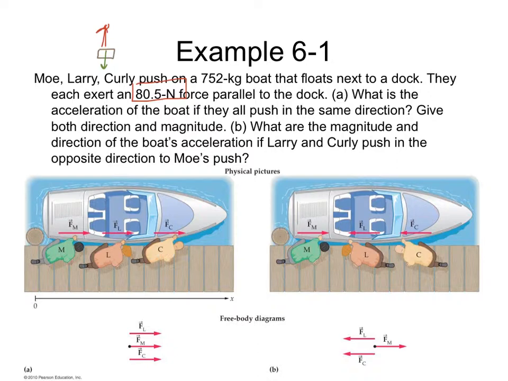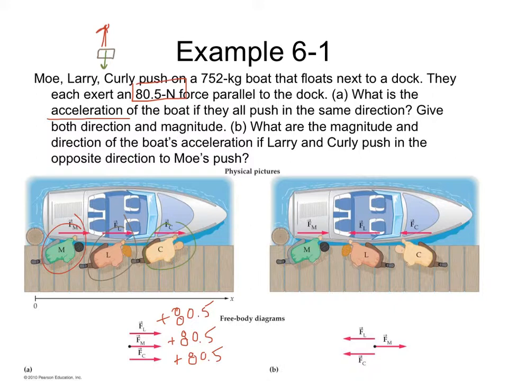So in scenario 1, we have 3 forces here, Moe, Larry, and Curly, all applying a positive force. We'll call this the positive direction right here, because after all, here's our coordinate system. There's the origin, and here's positive x. They're all applying a positive force, positive 80.5, positive 80.5, and positive 80.5, all in the positive direction. What we want to find out is what is the acceleration of the boat for part A.